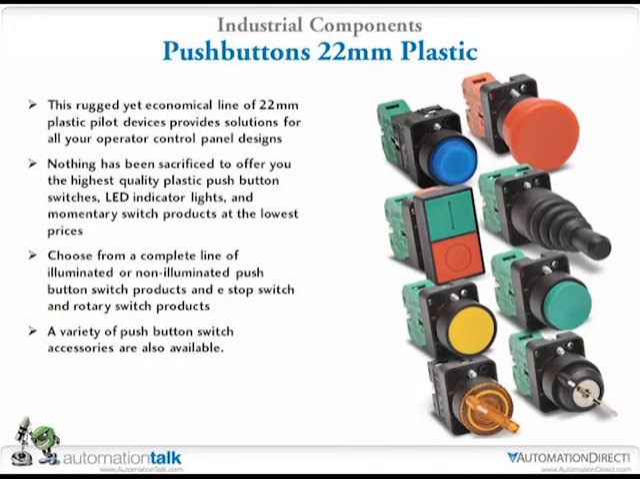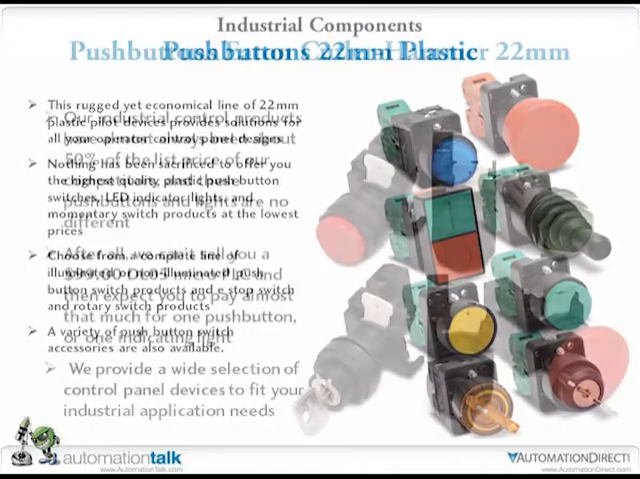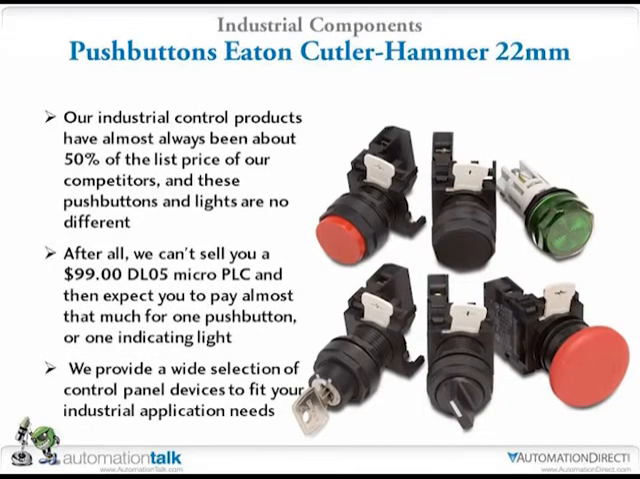Like I said, I sort of mentioned this, they're basically the same as the metal ones. Take the same contact blocks. They're just, we were able to offer these a lot less money. And they're just as rugged. It's pretty much almost the same lineup as what we have in the metal ones there as well. And then we jump to the 22 millimeter Cutler Hammer.